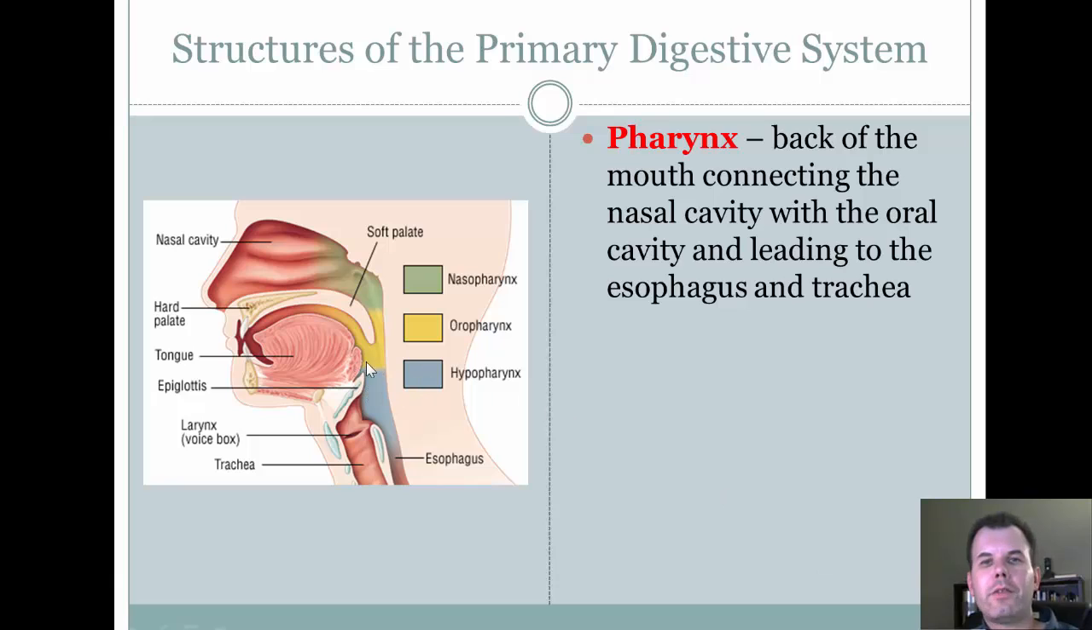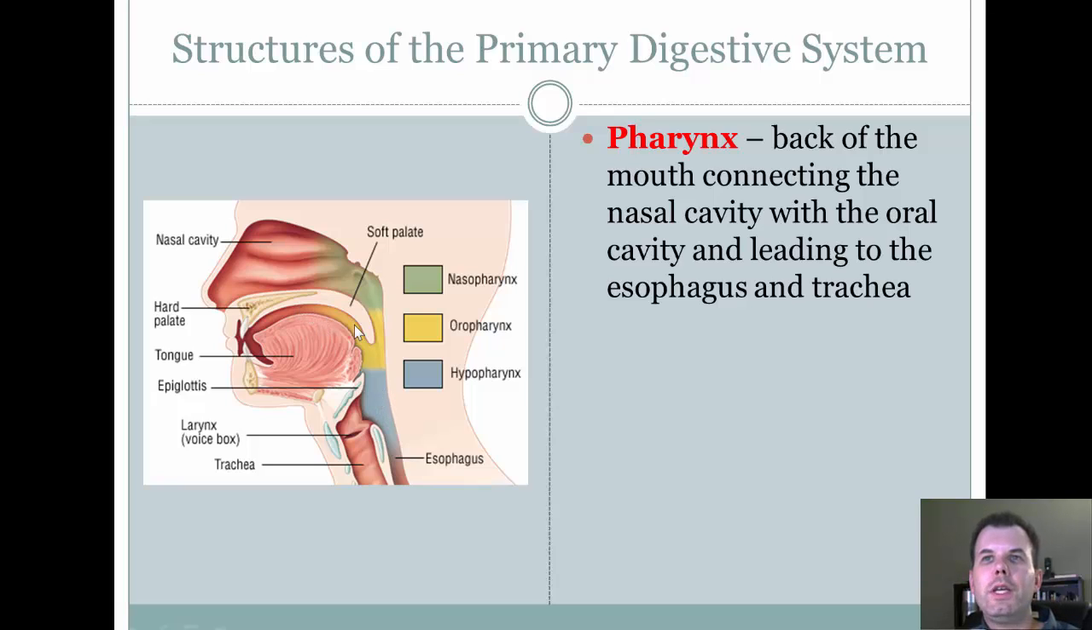The pharynx is basically the back of your mouth, leading into the top of the oral cavity. Now you actually have three parts to your pharynx. You have the nasopharynx, where the nostrils come in and join with the mouth. You have the oropharynx, which is the back of the mouth, and then you have the hypopharynx, which is really below where the mouth and tongue sit.